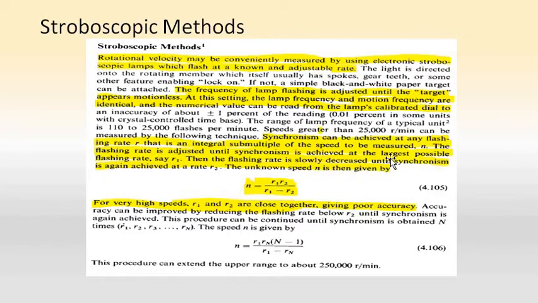That is, at first we are flashing the light at a rate R1, and we make the system obtain synchronism. Similarly, after some time we change the flashing rate to R2, and again at this R2 flashing rate we achieve synchronism. And from this R1 and R2, by this equation we can obtain the speed which is to be measured here. So this is the method by which we measure rotation velocity.